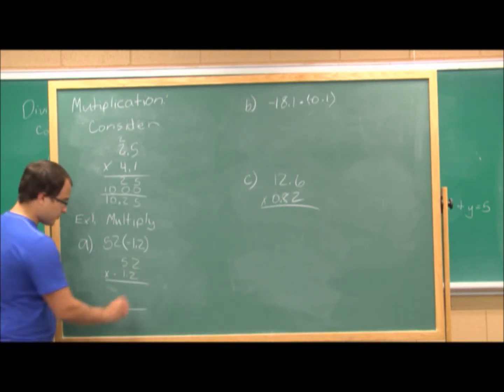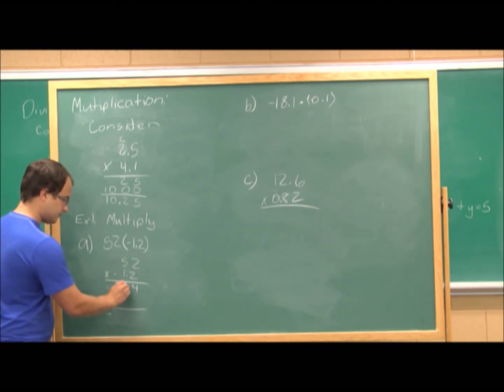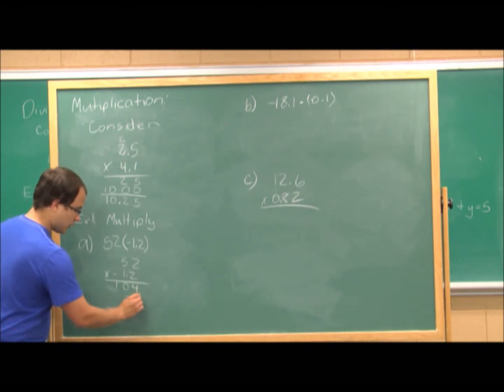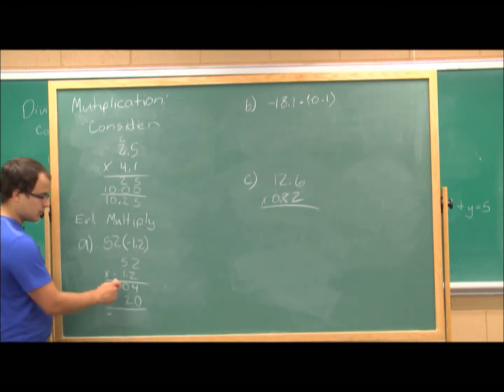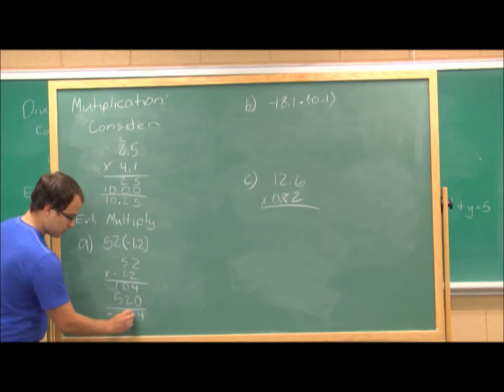Now, 2 times 2 is 4. 2 times 5 is 10. 1 times 2 is 2. Oh, I forgot to put my placeholder 0. And then 1 times 5 is 5. Add them up. 4, 2, 6.